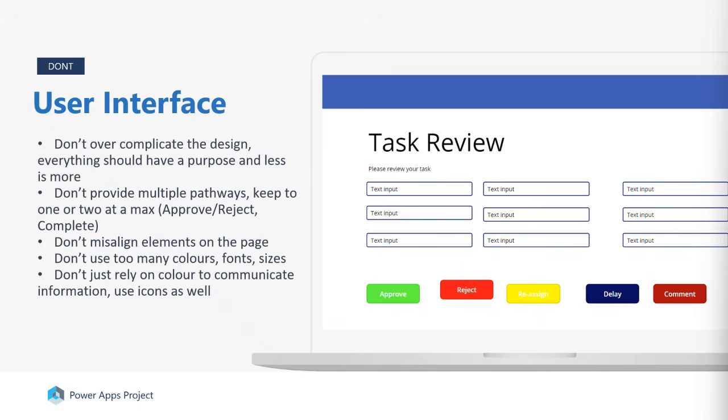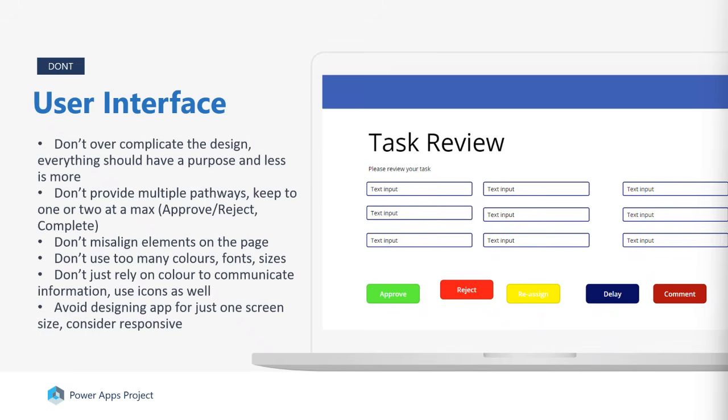Don't just rely on colors to communicate information. Use icons as well. Colors like green and red obviously indicate positive and negative: green being approve, positive, go ahead, forward, and red being reject, negative. But you could also use icons, like a thumbs up next to approve, or a thumbs down or a no entry sign next to reject, to help people quickly visualize what you're trying to communicate via your app.